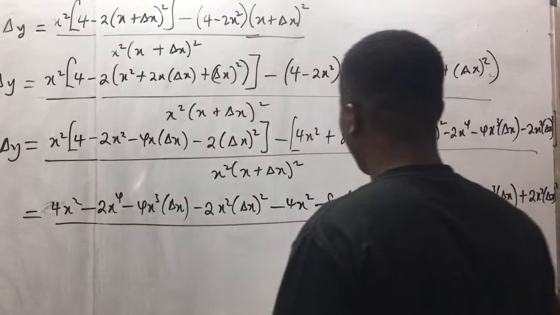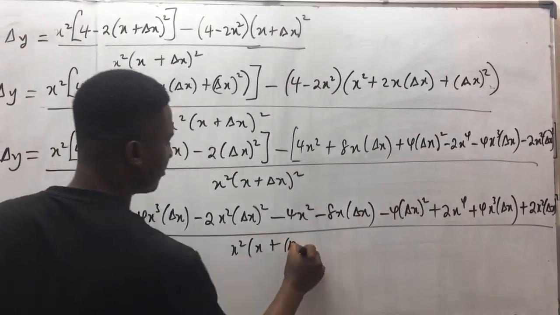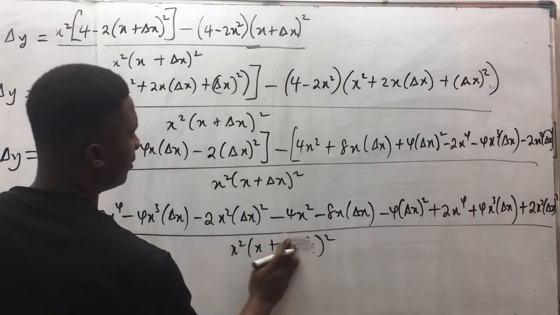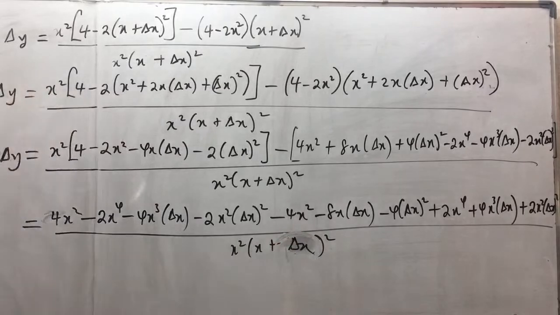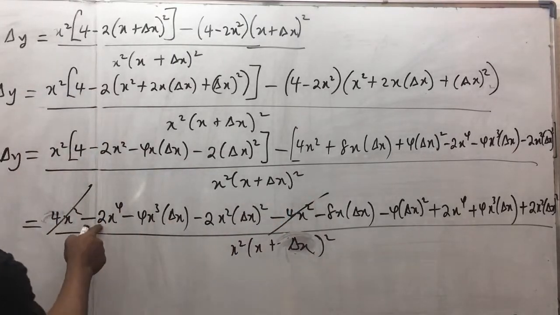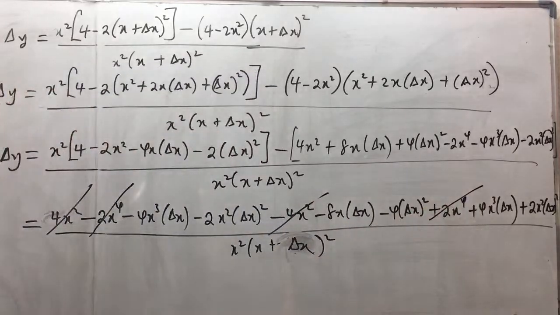All these over x squared, x plus change in x, all squared. Okay? Let me go with these. Now, at this point in time, certain things will cancel out. So certain things will cancel out, and this 4x squared minus 4x squared goes. Minus 2x raised to the power 4 will cancel, plus 2x raised to the power 4.